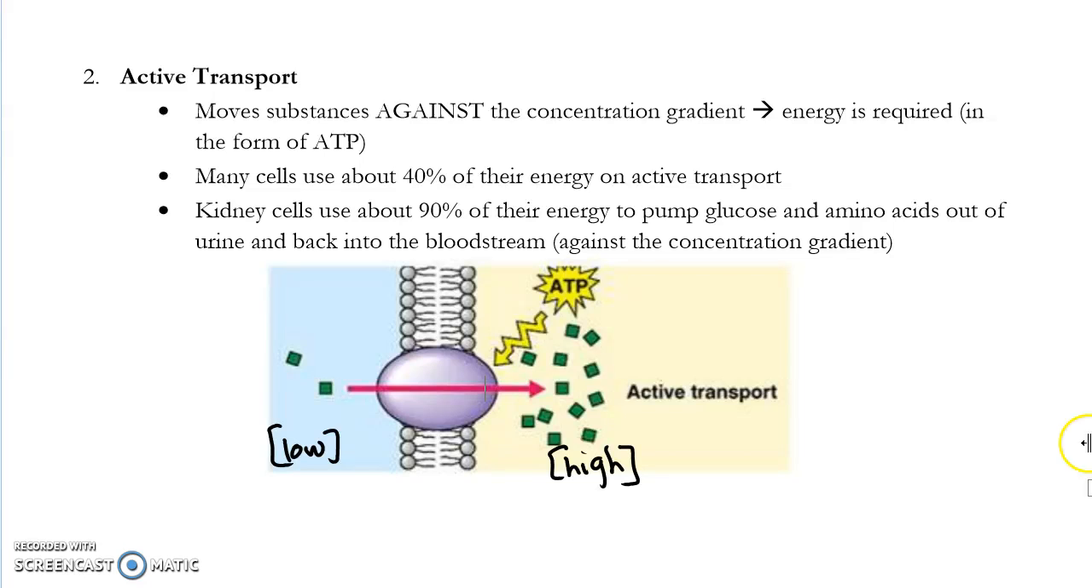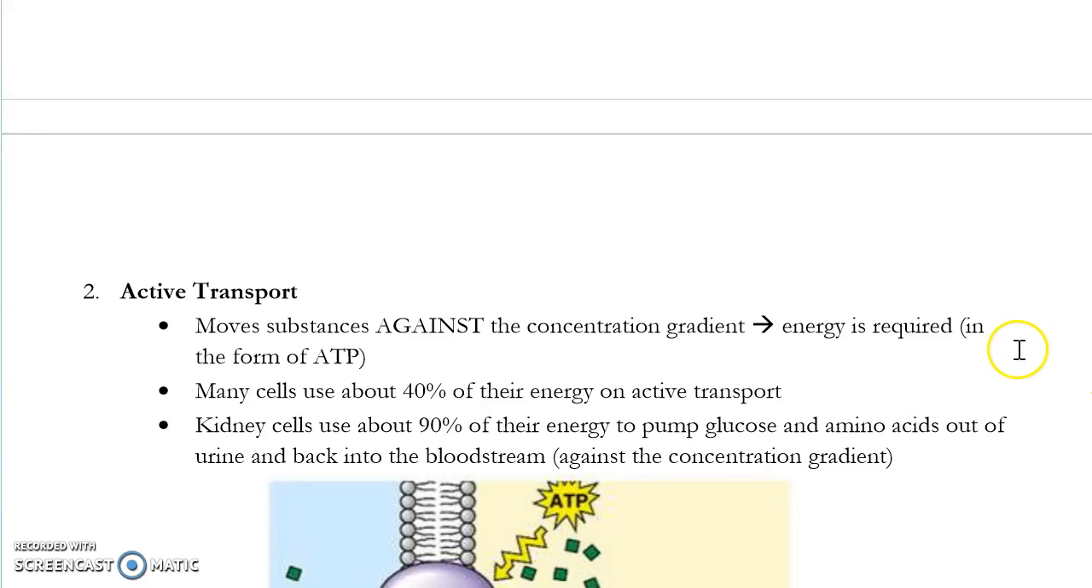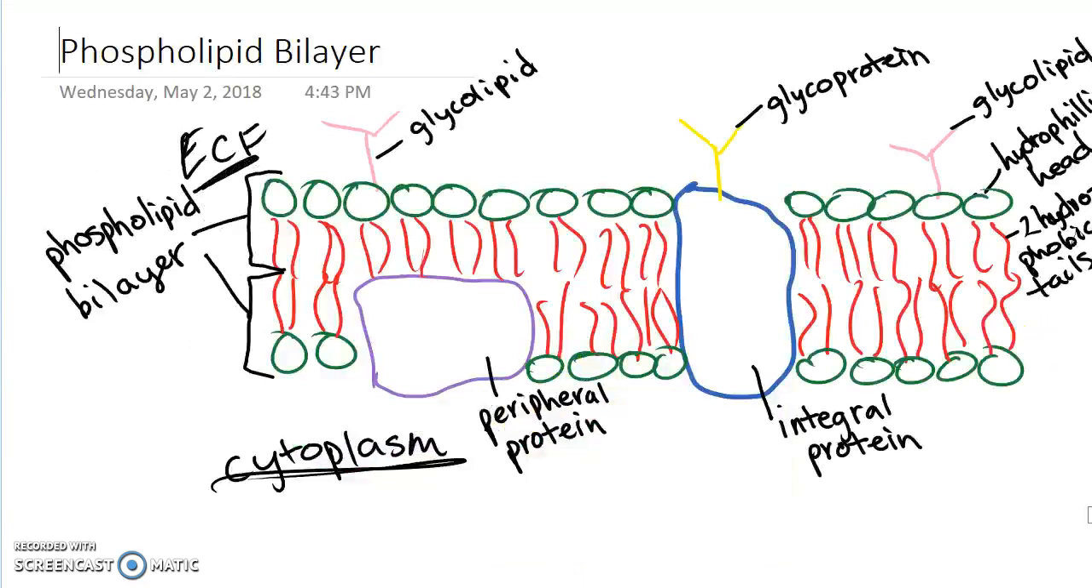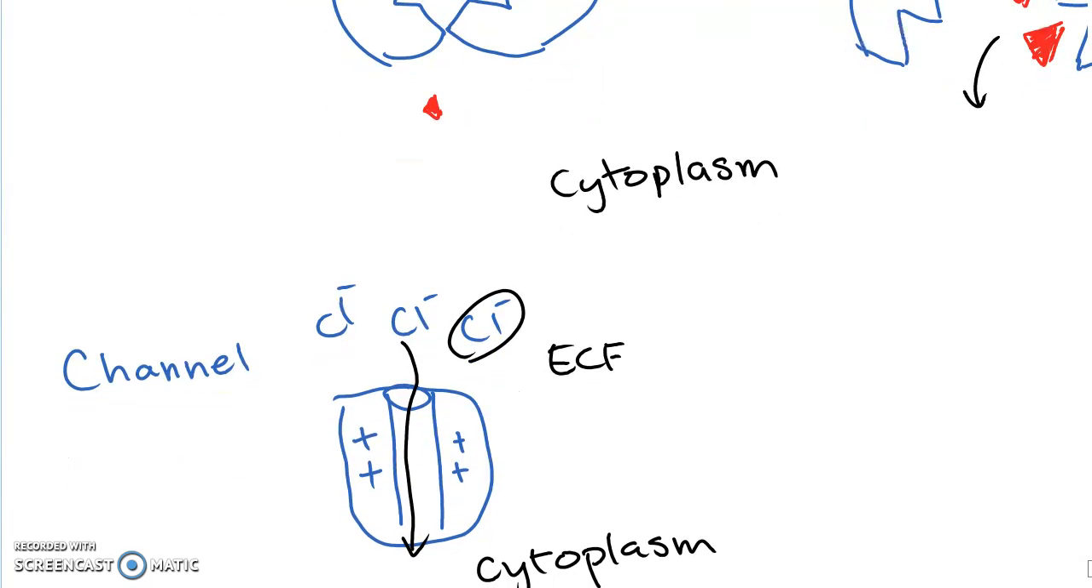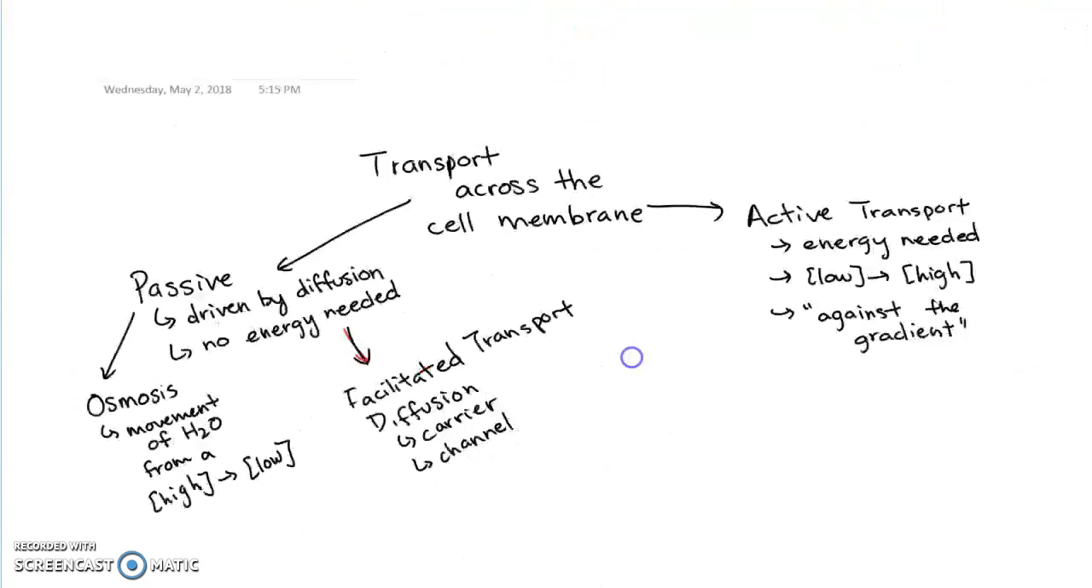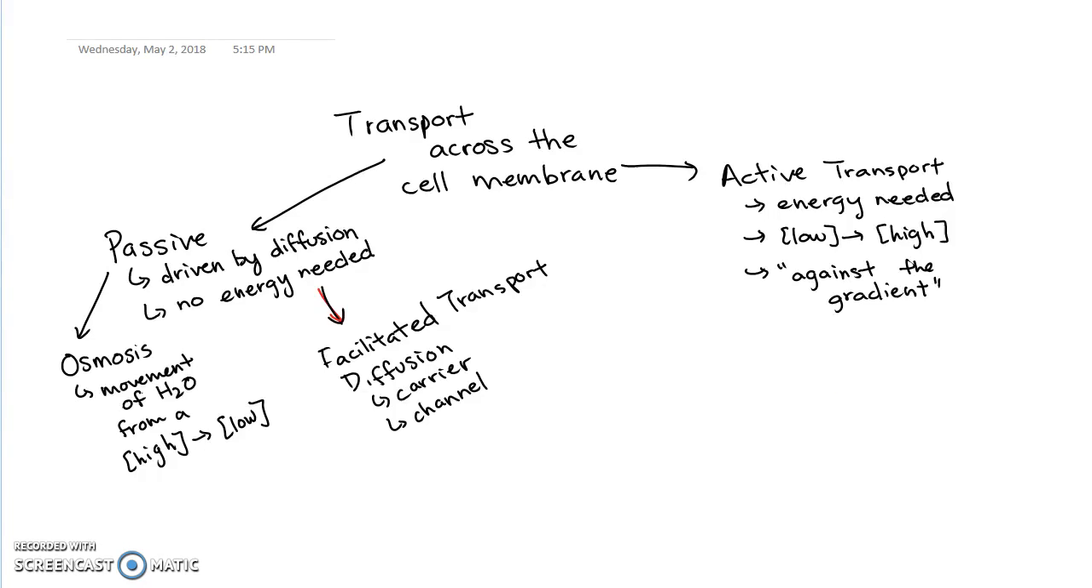Okay, so that is active transport, and I believe that is the end of your note. So that's all you need to know for note 10. Phospholipid bilayer, carrier proteins, channel proteins, and this transport chart right here was just to help you organize it.